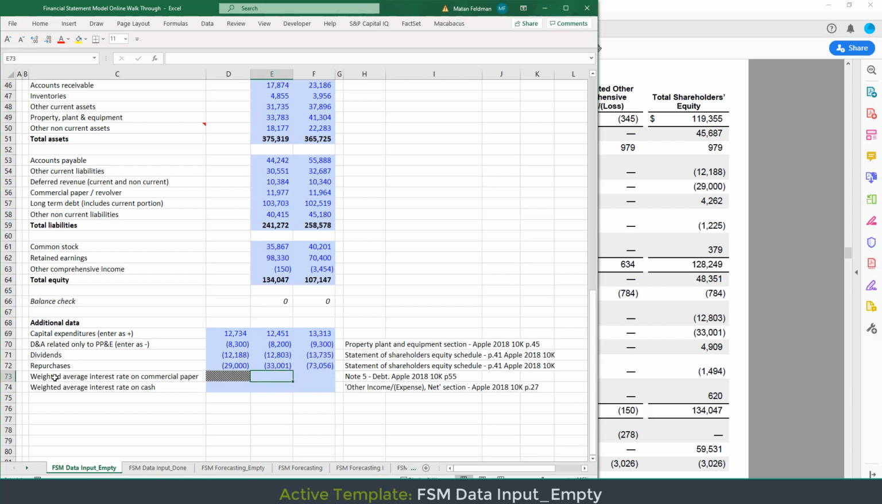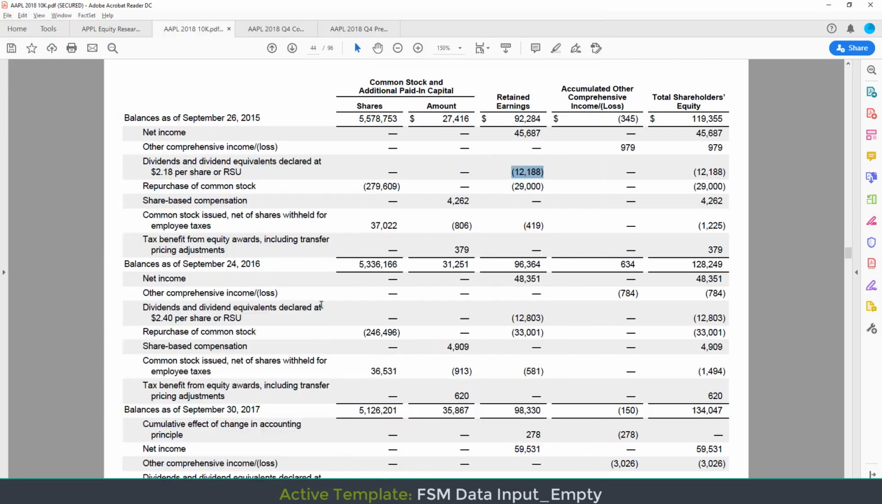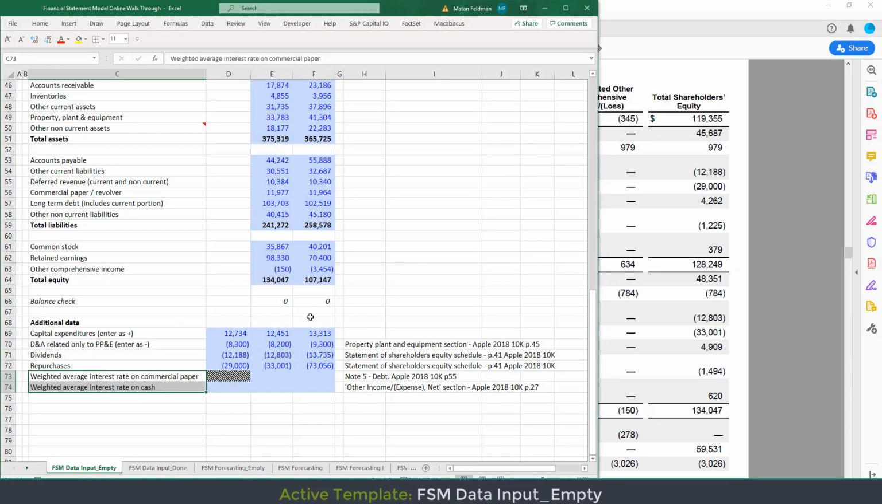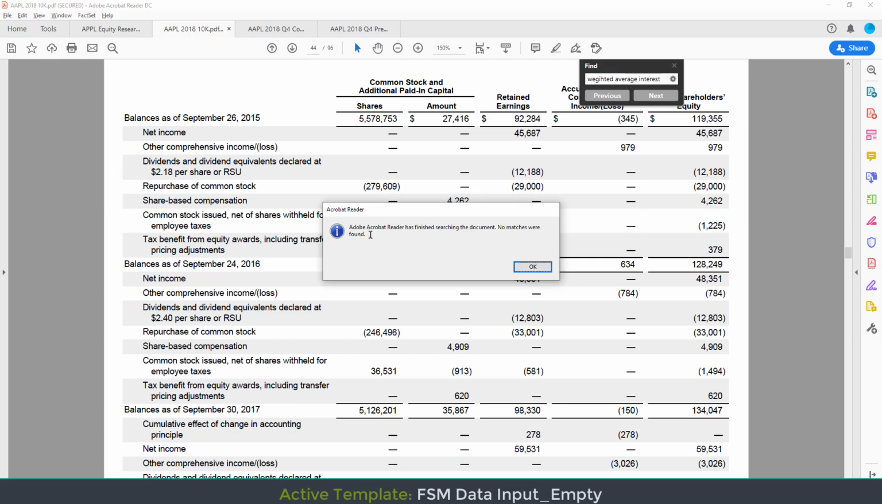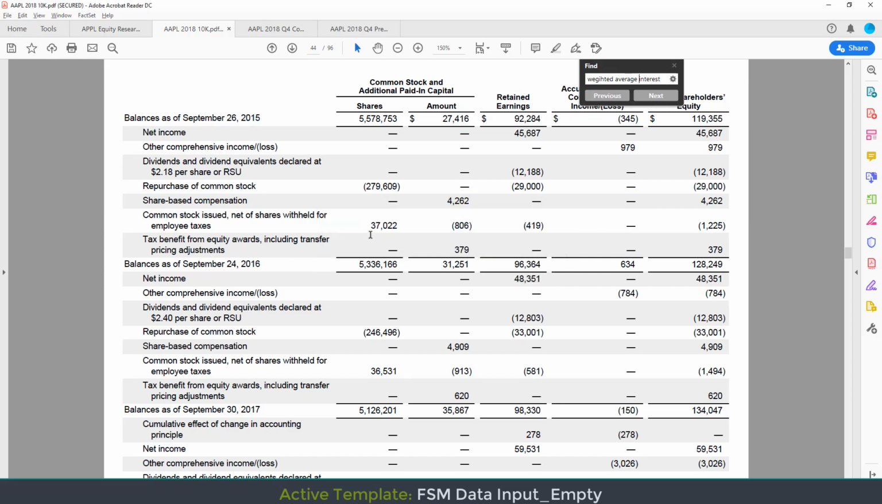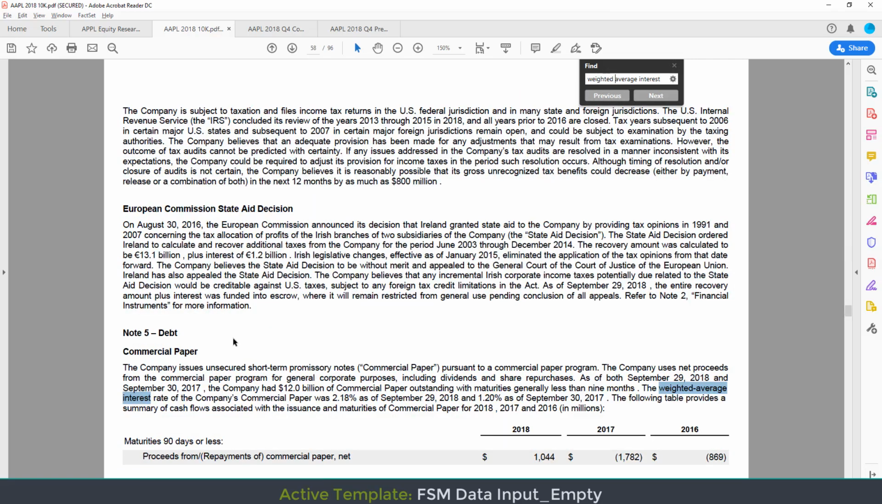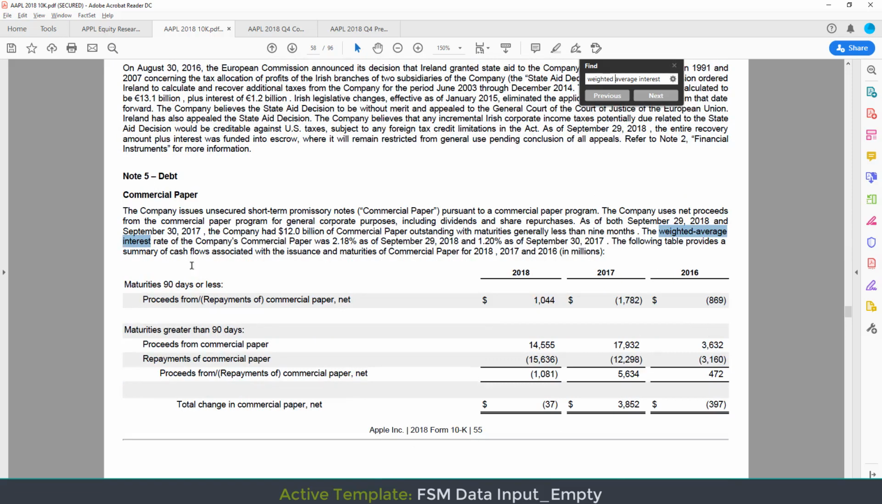The last two items I'm looking for is, as I'm going to forecast commercial paper, the company's debt, and as I forecast the interest expense for that, and as I forecast the interest income the company generates on its massive cash balances, I need to know what rate to use. So let's look at the historical rate. Does Apple disclose the historical interest rate it charges on commercial paper? So I'm going to search for the term weighted average interest. I misspelled it, so it will not show up. Weighted average interest. Once I spell it correctly, it takes me to footnote 5, the debt footnote, commercial paper.